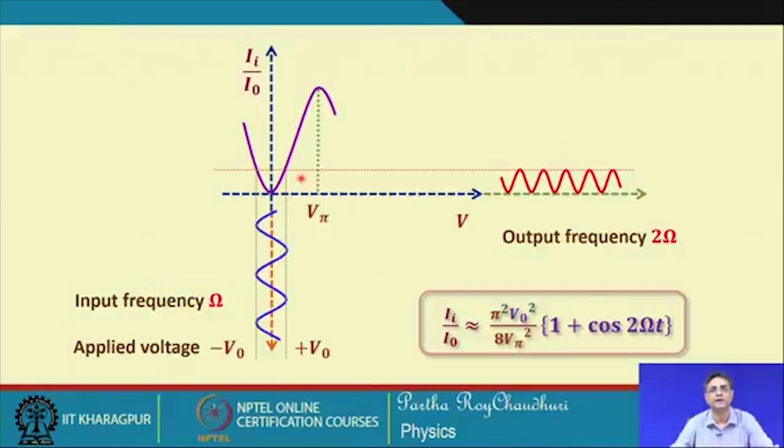So, if you add half of this, V pi by 2, it will come to this point, because this is 0, this is V pi, and halfway through is this. So, it has to be modulated around this point. To do that, you have to apply an additional fixed bias, that is a steady DC voltage, in addition to the modulating voltage, so that you can shift the operating point from here to here.